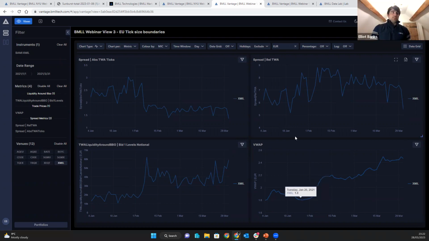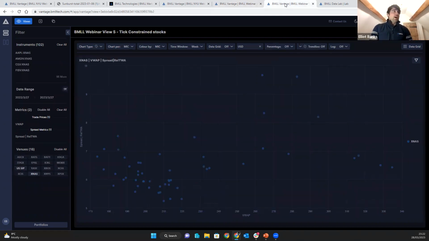Fantastic. So this is Europe. Now the US, we've already sort of mentioned the tick constraint problem. So someone actually jumped the gun on this particular one. Thank you for that question. But this is a visualization of exactly what we see with the tick constraint problem.